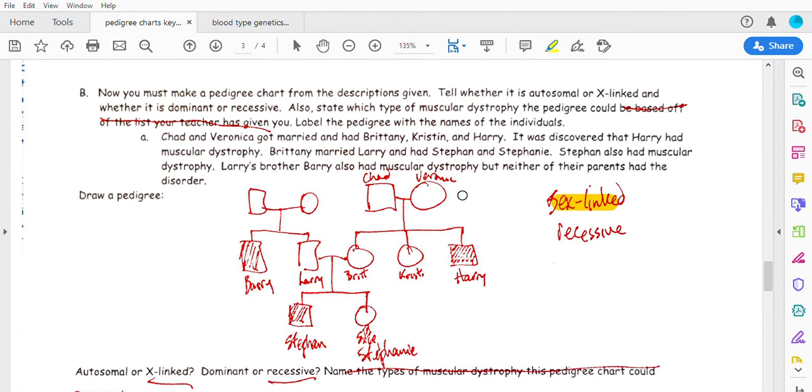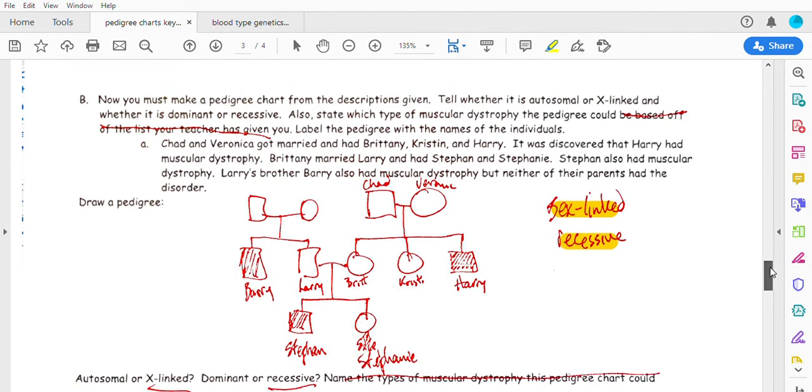So Veronica can be a carrier of that. She has the two X's. Chad doesn't have it, so his X doesn't carry the gene, just one of Veronica's, and so that's why Harry gets it here. So sex-linked and recessive. I didn't show the Punnett square here, but that one is fairly straightforward.